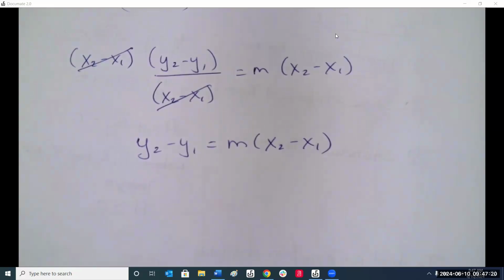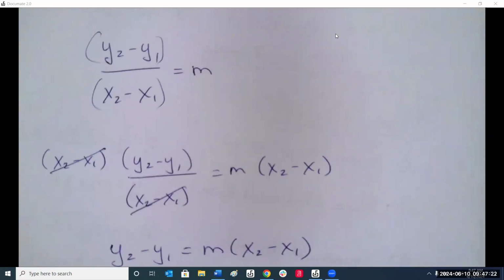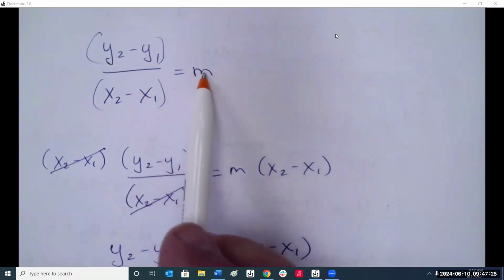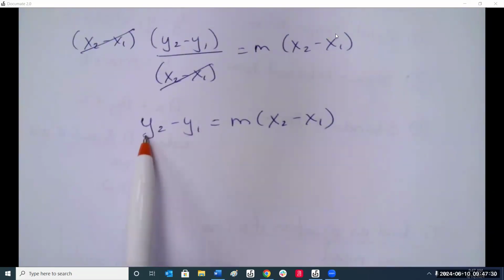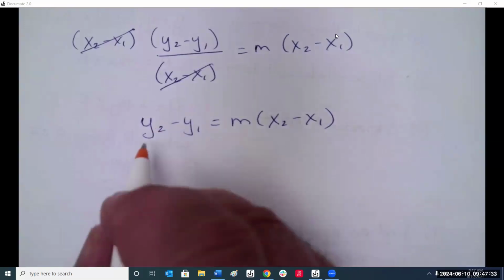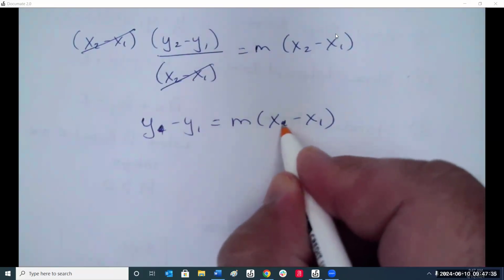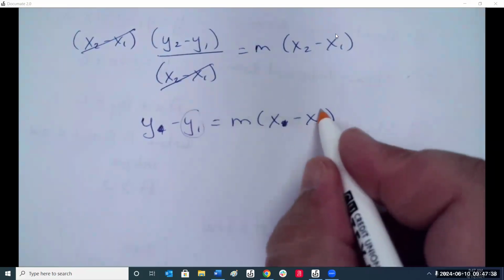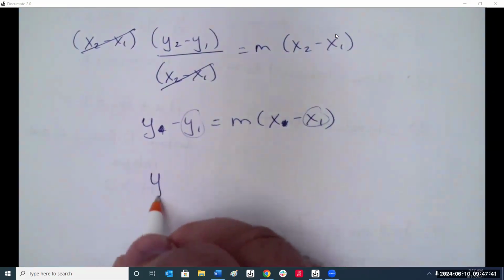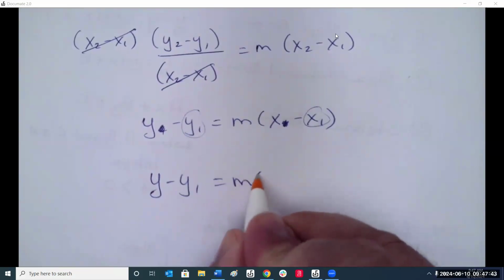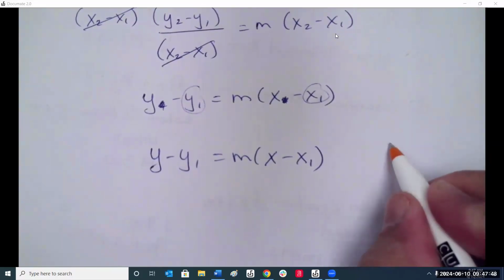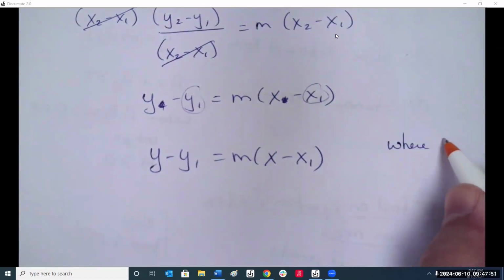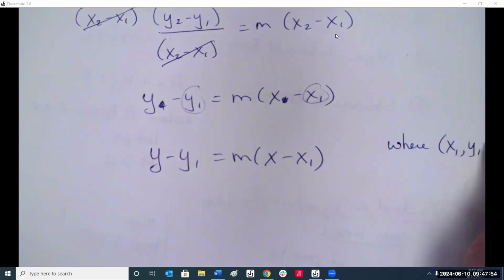So remember what I said earlier. If you have 2 points, you find the slope. Once you find the slope, choose either of the 2 points. So we don't need an x1, y1, x2, y2. So forget these. The only point we're going to use is the x1, y1, where x1, y1 is a point.